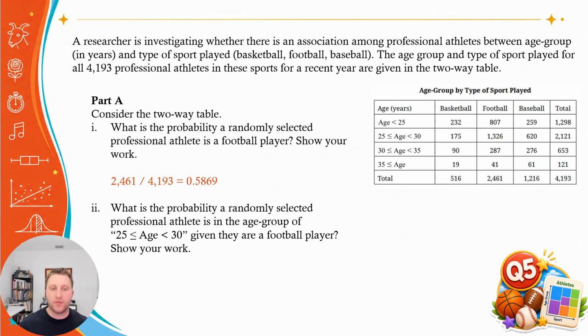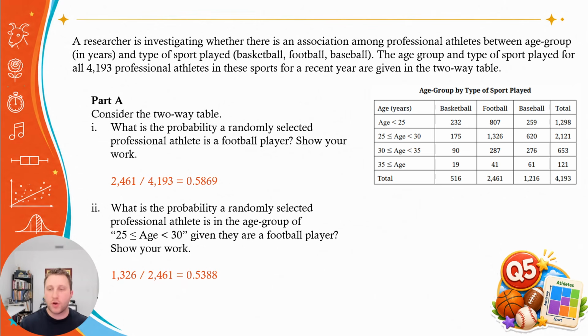Answer is 0.5869. 58.69% of professional athletes were football players according to this two-way table. The second question is a conditional relative frequency or a conditional probability. We're being asked what is the probability that a randomly selected professional athlete is in the age group between 25 and 30 years, given that they're a football player.